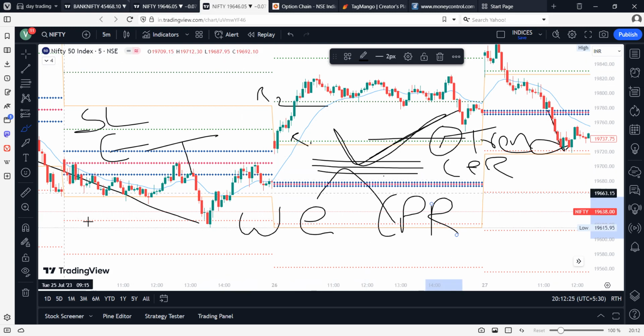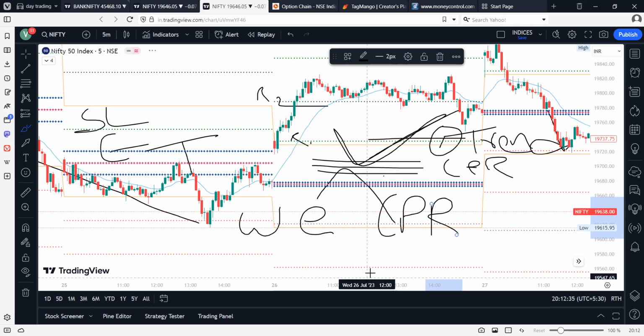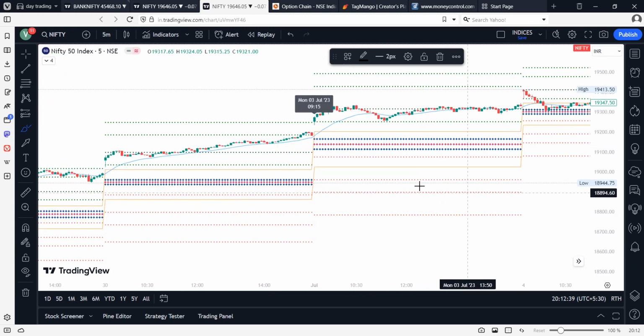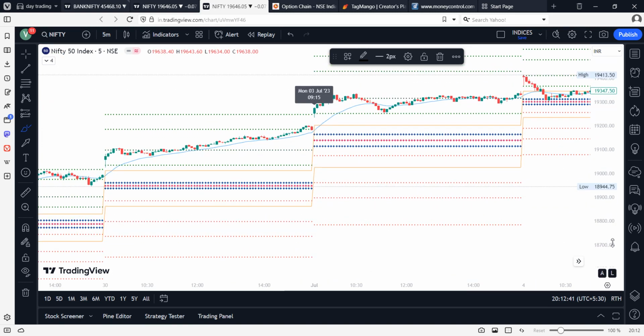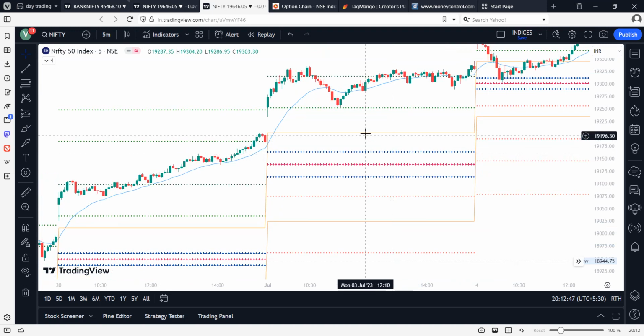Now let's go to July 1st here. July 1st is a Saturday, second is Sunday, and the third is the first trading day. Let's go there. You can backtest this in Bank Nifty also. I just thought, why can't I trade in Bank Nifty? That's why I traded here.